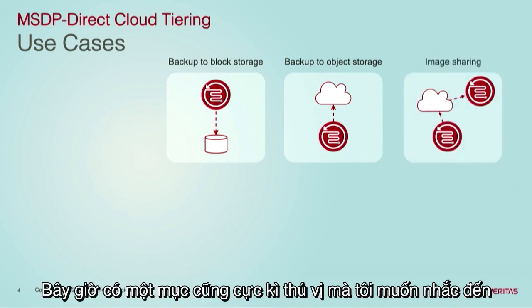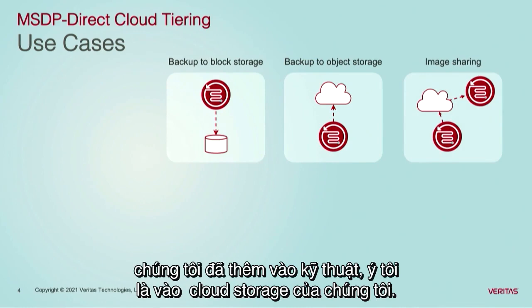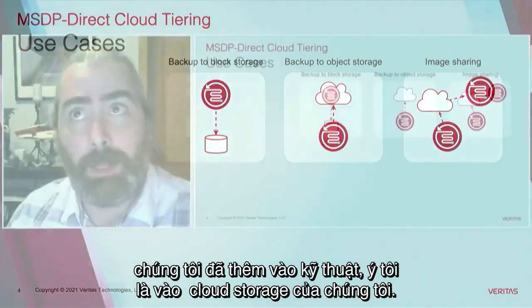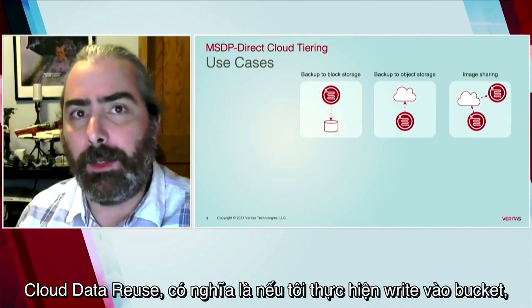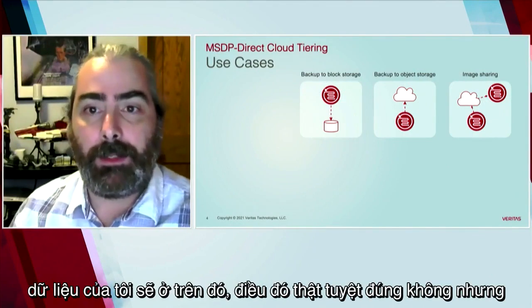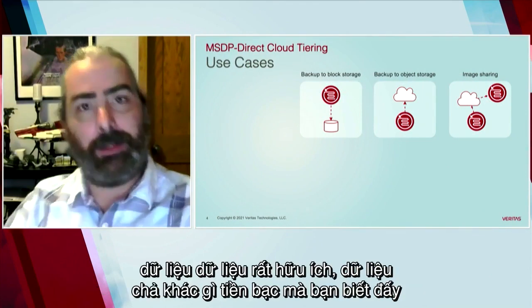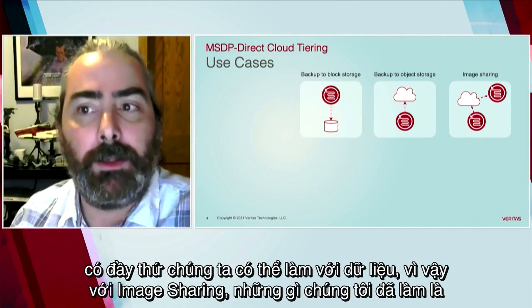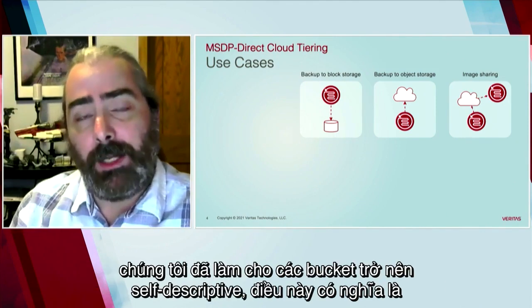Now, here's something interesting that I want to touch on a little bit. It's called image sharing. Image sharing is some technology we've added to our cloud storage that allows for basically cloud data reuse. This means that if I write to a bucket, my data is going to sit up there. Well, that's cool, right? But data is useful, right? Data is money. There's all sorts of things I can do with data. So with image sharing, what we've done is we've made our buckets essentially self-descriptive.